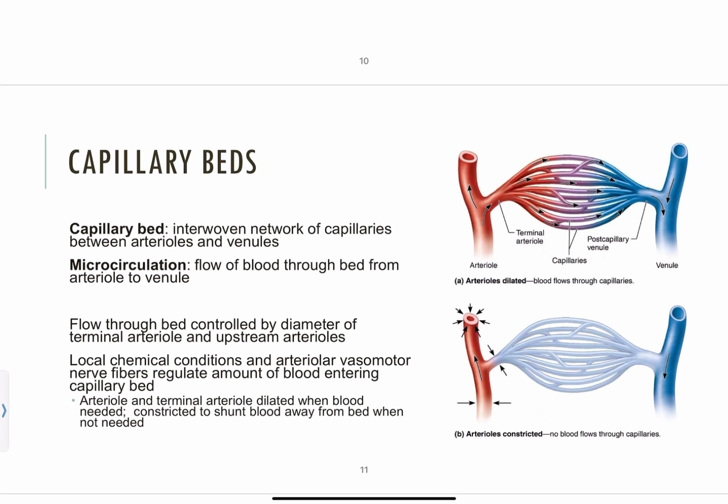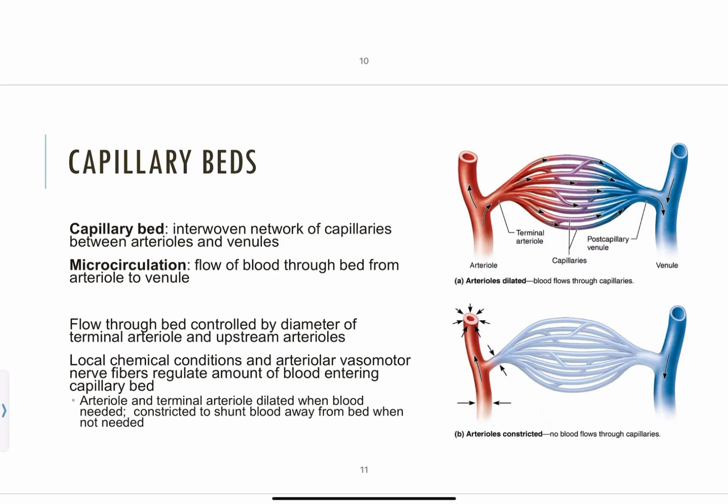These various capillary types are organized into capillary beds, which are interwoven networks located between our arterioles and our venules. Together, these beds facilitate microcirculation, which is the process of blood flowing from the arterioles through the capillaries and then into the venules. This flow is not uniform or constant, but is tightly regulated by the diameter of the upstream arterioles and the terminal arteriole that feeds into the bed.